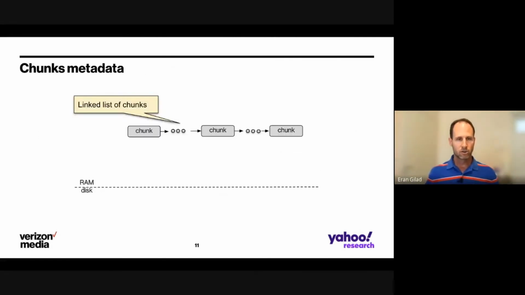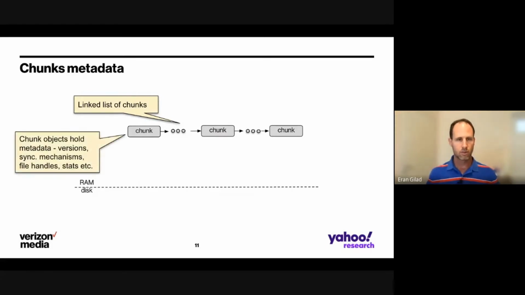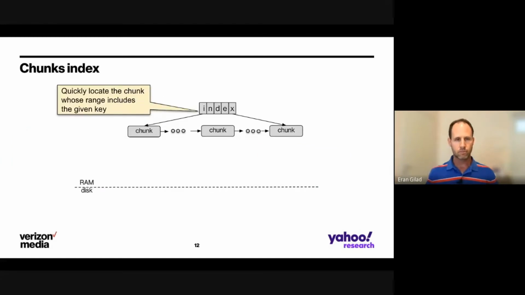Chunk metadata is stored in memory as a linked list of chunk objects. Each chunk object holds metadata such as versions, synchronization mechanism, file handlers, and so on. And once a chunk passes the size limitation, it is just split. Now, in order to be able to reach the chunk that potentially contains the key we're interested in, we hold an index over all those chunks.